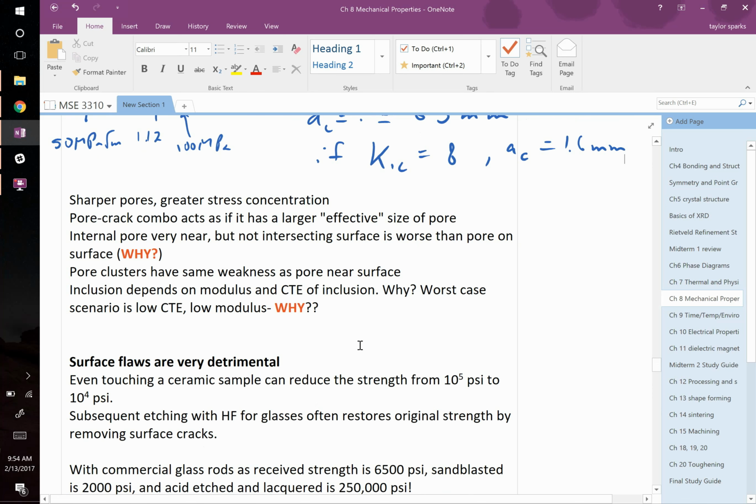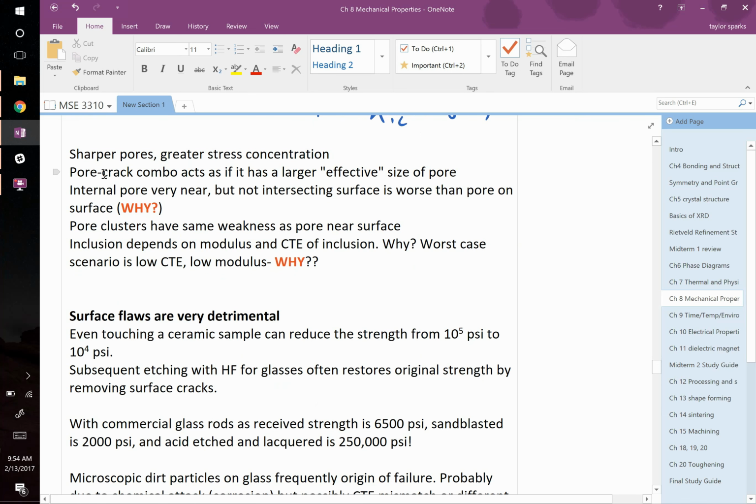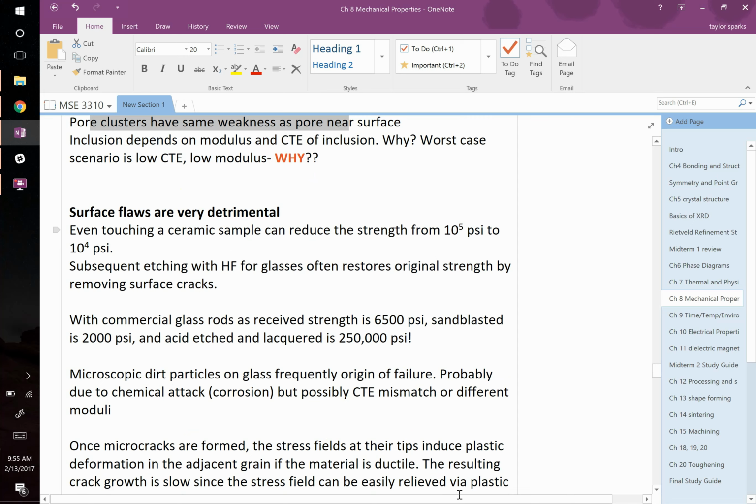All right, so sharper pores, greater stress. Pore crack combo, we talked about that already. Pore clusters give the same effect as having a larger pore, right? If a bunch of them are clustered together and just a thin skin of material connects them, that can break easily. Now you've got what looks like a big pore in the material, so that's not good.